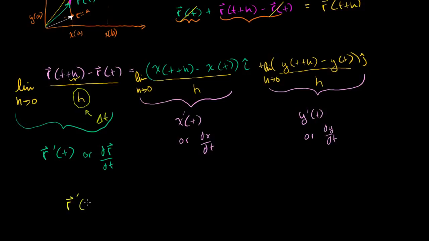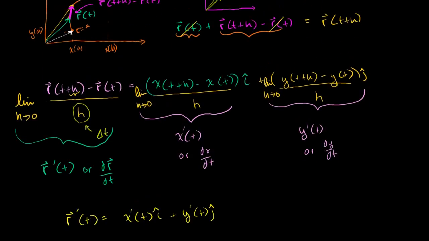r prime of t is going to be equal to the derivative of x with respect to t, which is x prime of t times the x unit vector, the horizontal unit vector i, plus y prime of t times the y unit vector j, the unit vector in the vertical direction. That's a pretty nice and simple outcome. But the harder thing, maybe, is to visualize what it represents.